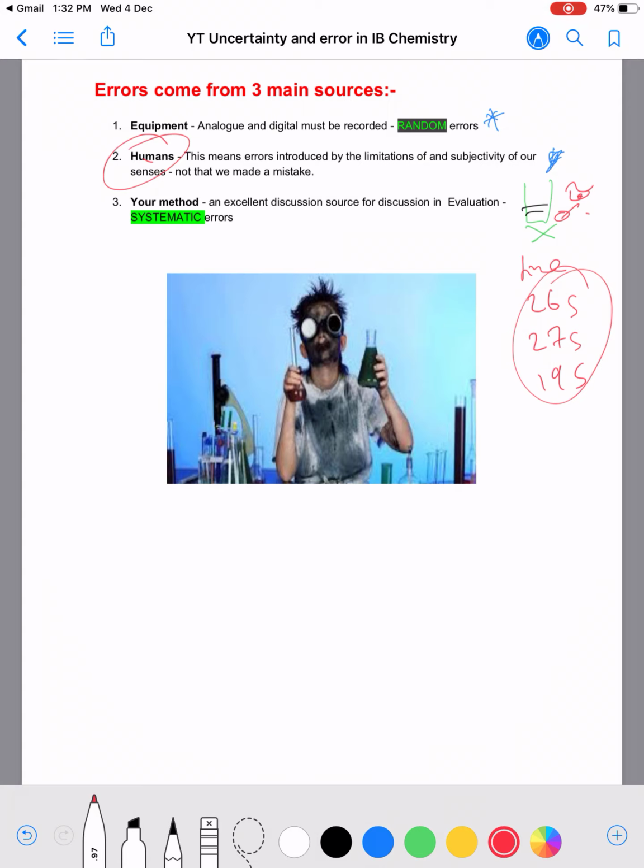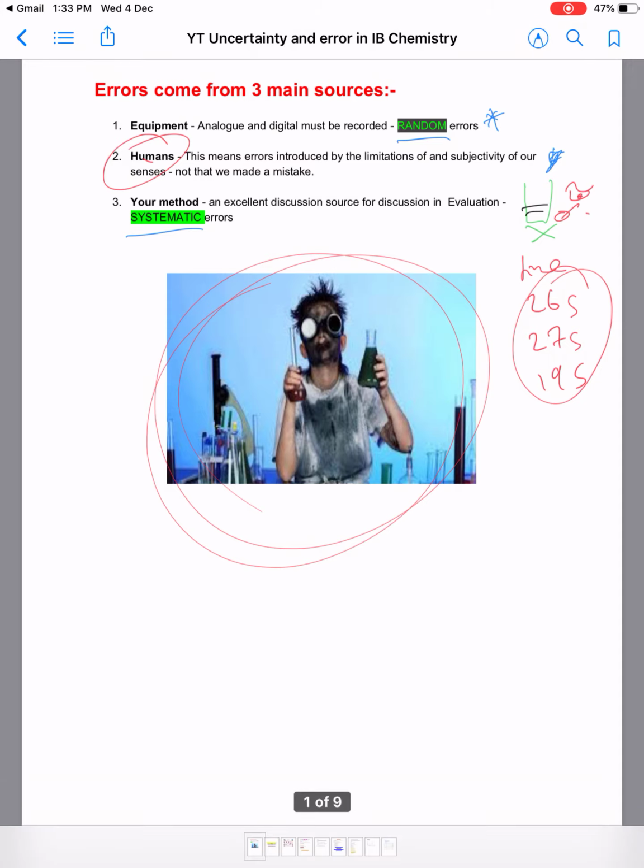Your method will be wonderful and bulletproof and fantastic, won't it? I'm sure. Your method is where your systematic errors come from, more of that in a moment, and your equipment is where your random errors come from, which you can write down. Okay, we don't want to end up like this unhappy scientist here, so how do we prevent that? We make a good method.